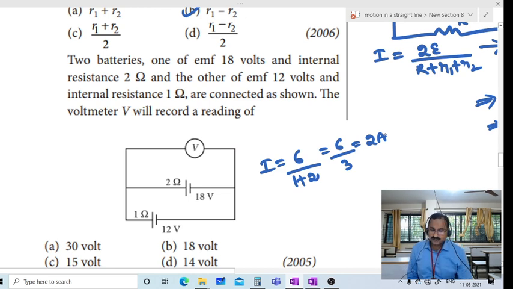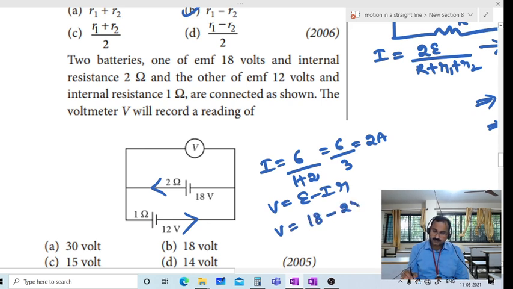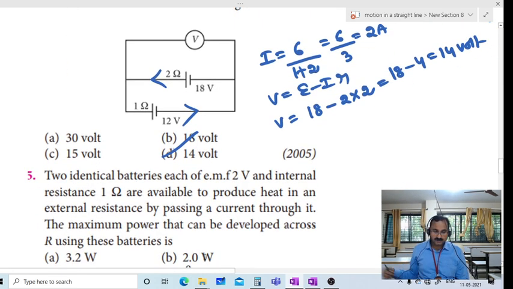Now what is the voltmeter reading? Suppose current starts here and goes this way. V is equal to E minus IR. V equals EMF 18 minus 2 into the internal resistance 2, so 18 minus 4, that is 14 volts. That is the fourth option.